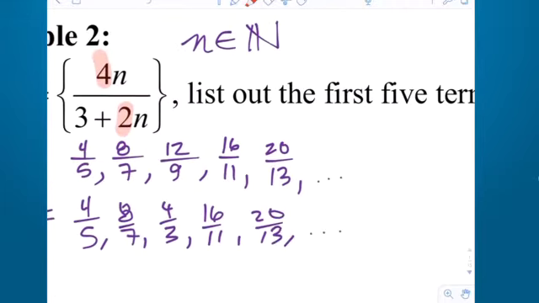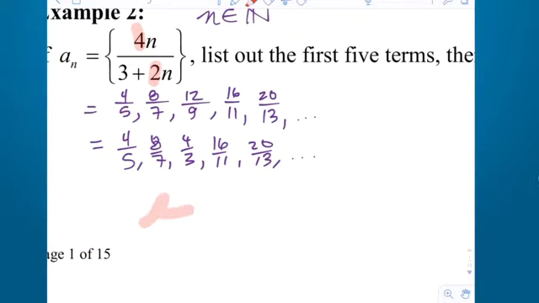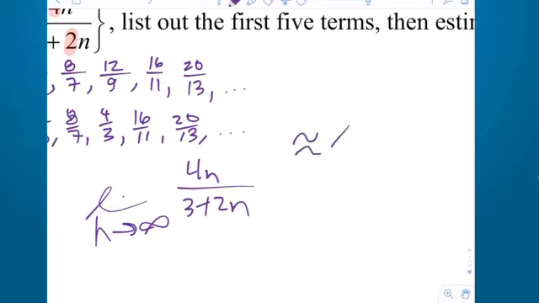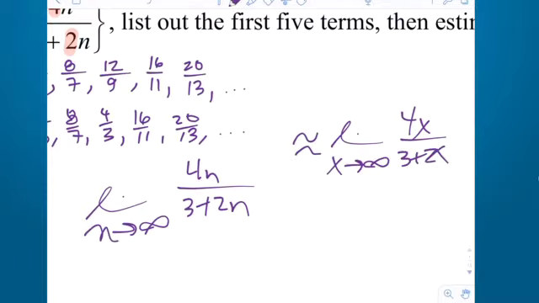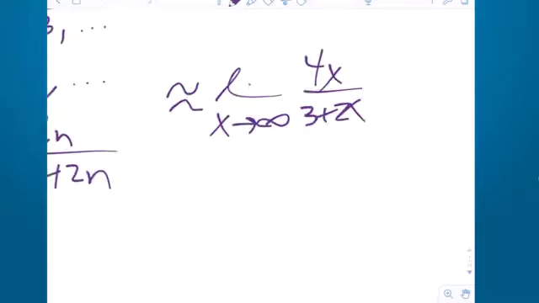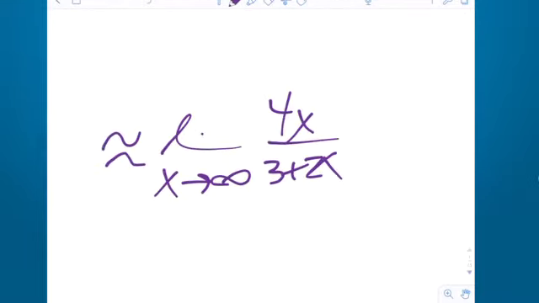Okay, so the goal is to figure out if this thing converges or diverges. So if I ask you to take the limit as n goes to infinity of 4n over 3 plus 2n, that would be very analogous to the limit as x goes to infinity of 4x over 3 plus 2x. The only difference is n is counting by positive integers and x is counting by real numbers. What would the answer to this one be? 2, right? You would say, oh, the top is linear, the bottom is linear, they're growing at the same rate. So without L'Hopital's rule, we know it's just leading coefficient over leading coefficient, which is 2.